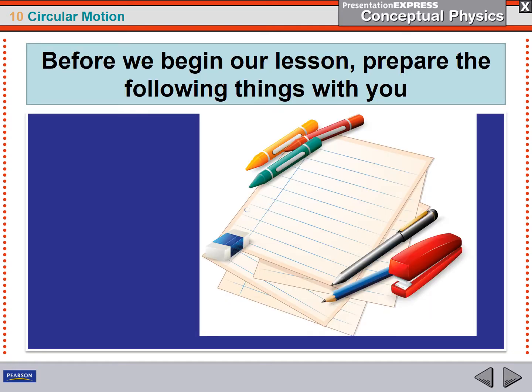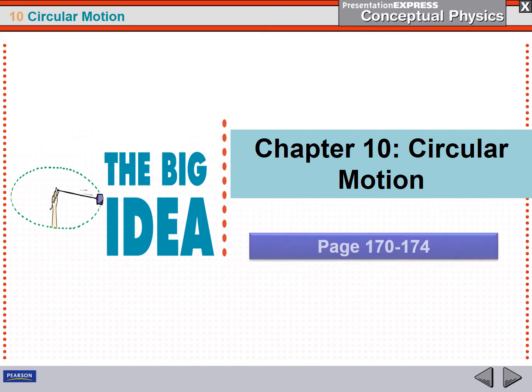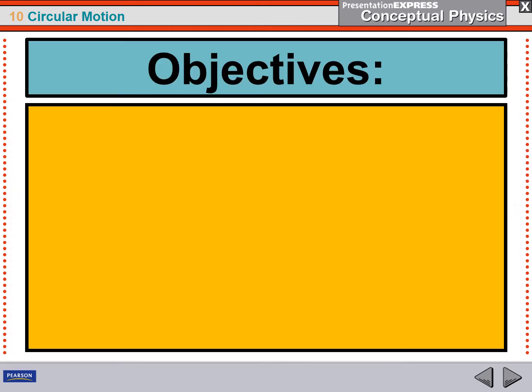But before we begin, I would like you to prepare the following things with you. First, your physics book, a pen, and a copybook. Today, we are going to talk about circular motion. I would like you to open your books on page 170.